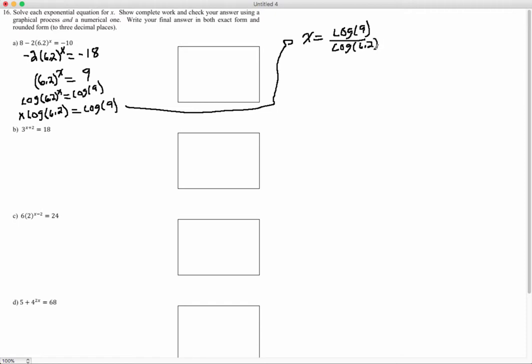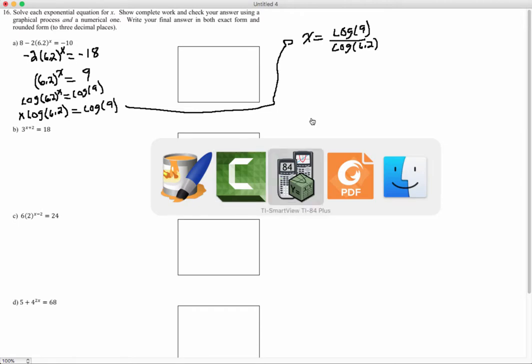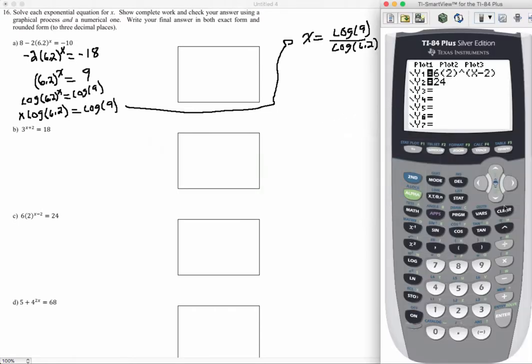Now they want us to validate our answer a couple of different ways. One way is by doing a graphical technique. So let's do that one first, and then we'll take a look at a numerical way of verifying that. We've got to go into our y equals menu of our calculator. I'm going to type in the original equation. Don't put any of your substeps in. You've got to go with the original. They typically want us to use the intersect routine. So I'm going to use the left-hand side, 8 minus 2 parentheses 6.2 raised to the x power. That's going into y1. And in y2, I'm going to put in a negative 10.